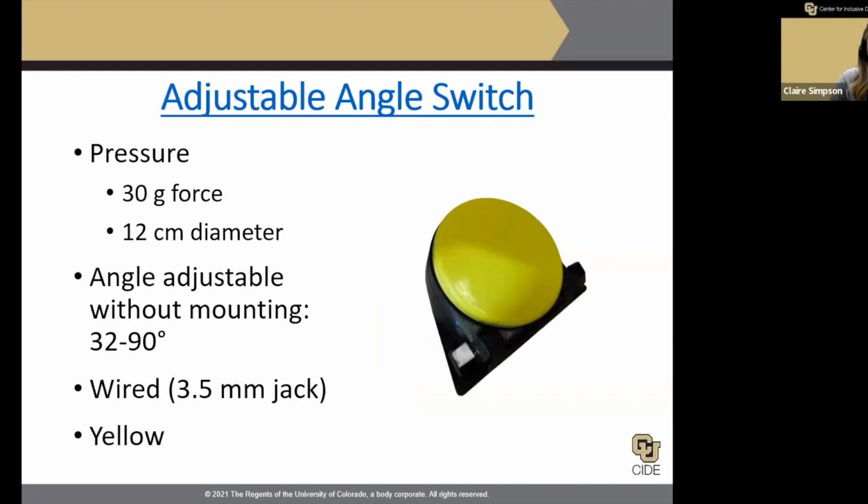The adjustable angle switch is a little bit unique in that you can adjust the angle without any additional mounting or positioning equipment. And the angle can be adjusted between about 30 and 90 degrees. This one requires 30 grams of force to activate, and it has a 12 centimeter diameter activation surface. So this is a larger plate for that force required compared to some of the other ones. It's yellow, and Enabling Devices also has a very similar sequencing communication button on that same adjustable angle platform.